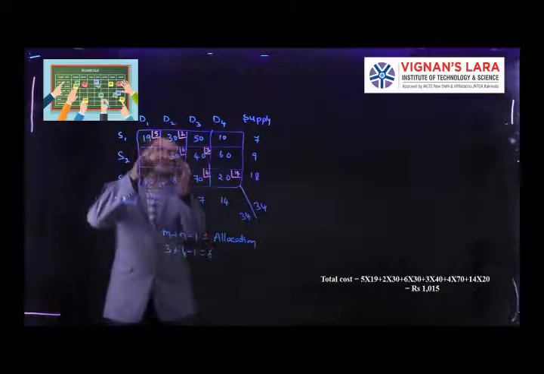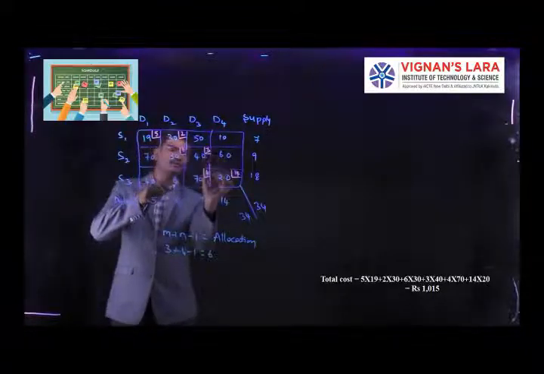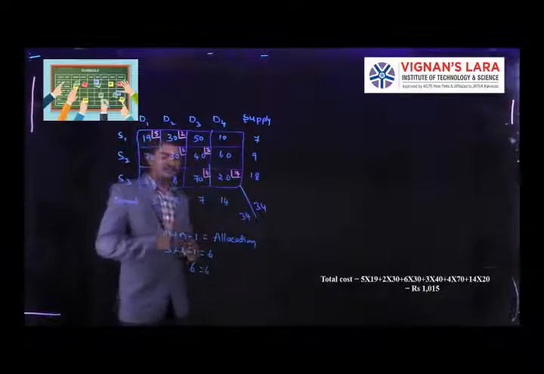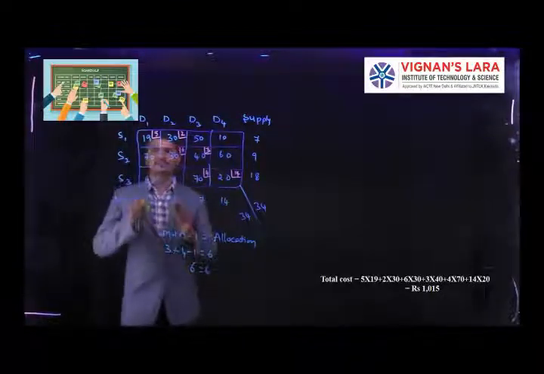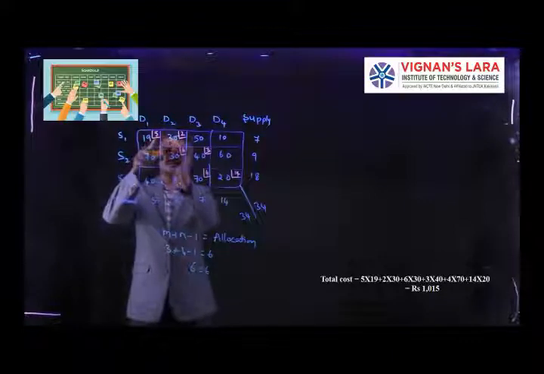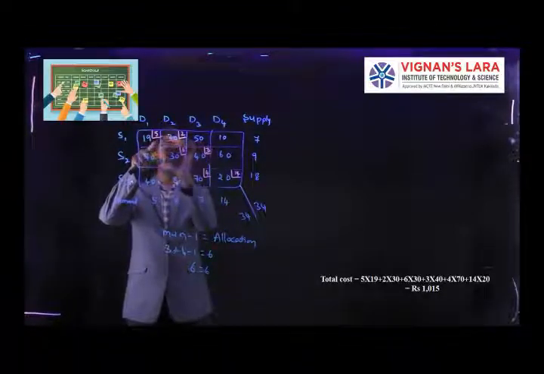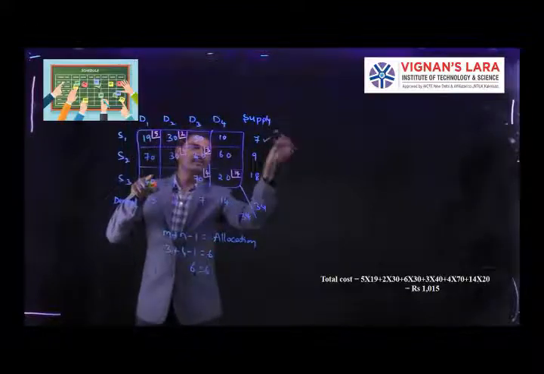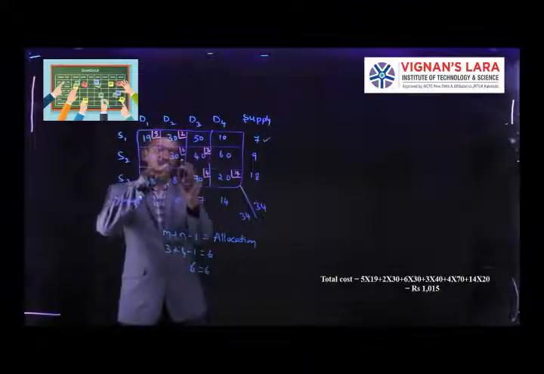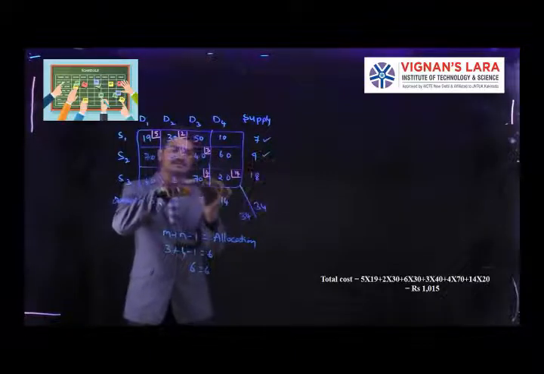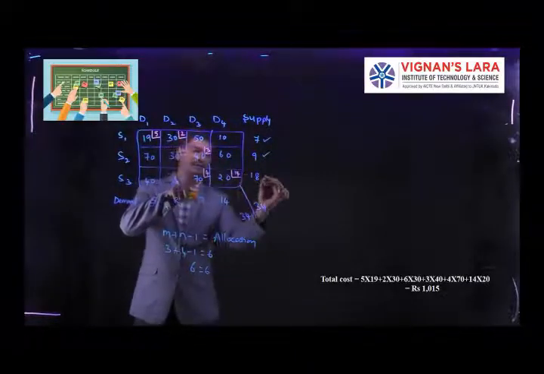Total how many allocations are there? 1, 2, 3, 4, 5, 6. So it is satisfied, 6 is equal to 6. Then again we are going to check the supply and demand. Coming to the first row, here we are allocating 5 units and here we are allocating 2 units. Total 5 plus 2 is equal to 7. It is satisfied. Next coming to the second one, 6 plus 3 is equal to 9. It is also satisfied. Next coming to this, 4 plus 14 is 18.